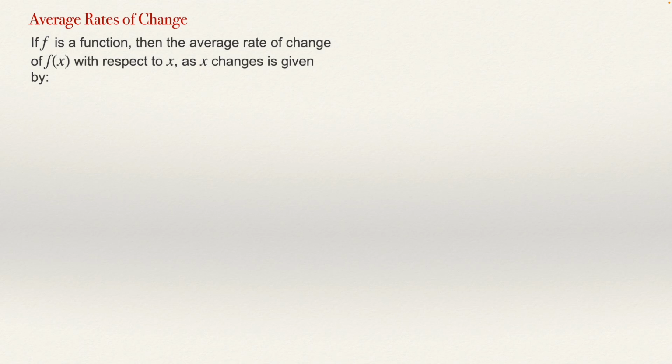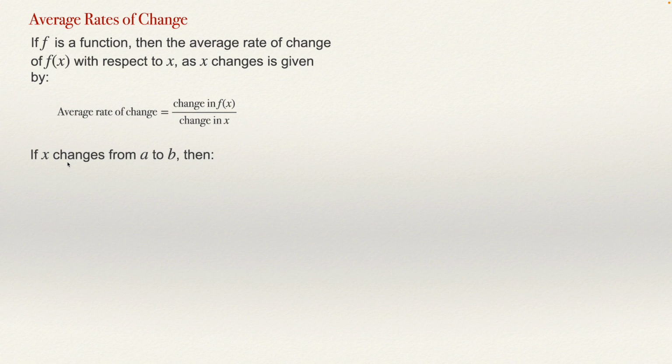In this video, I will be explaining what the average rate of change is. If f is a function, then the average rate of change of f(x) with respect to x is given by this formula. The average rate of change equals the change in the function, the change in the image of the variable, divided by the change in the independent variable.